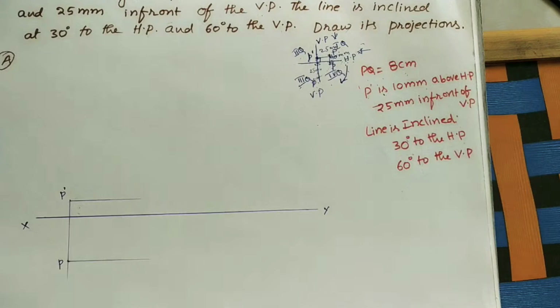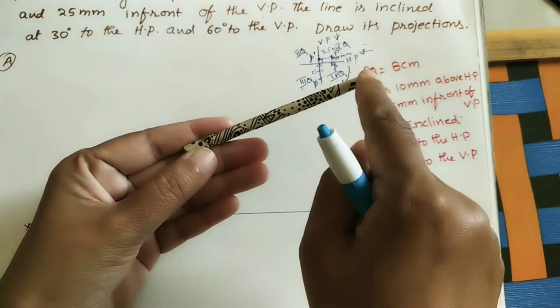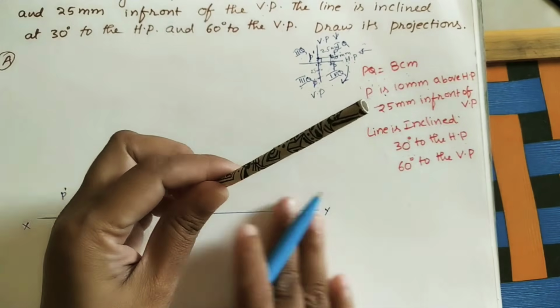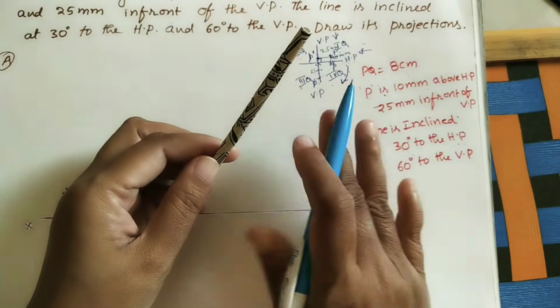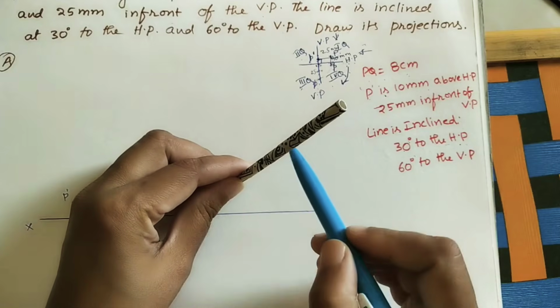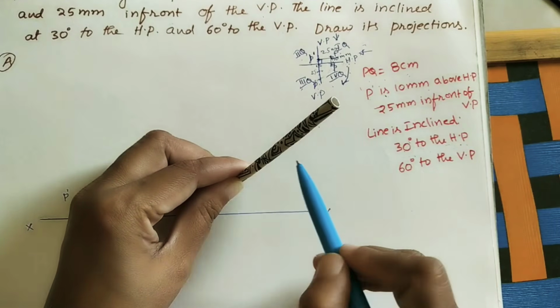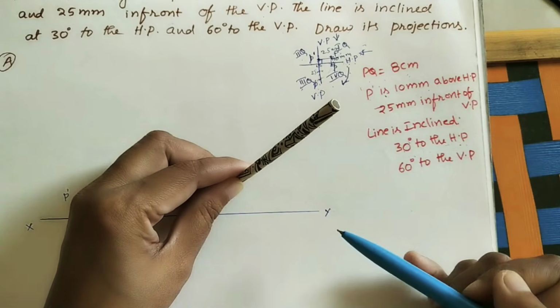If we are taking this as our PQ line, this is the P point, this is the Q point. Let us take this as a horizontal plane. Now we are taking the angle with HP. Let us take this horizontal plane like this. The line is making an angle with the horizontal plane. How much is this angle? 30 degrees to the HP.